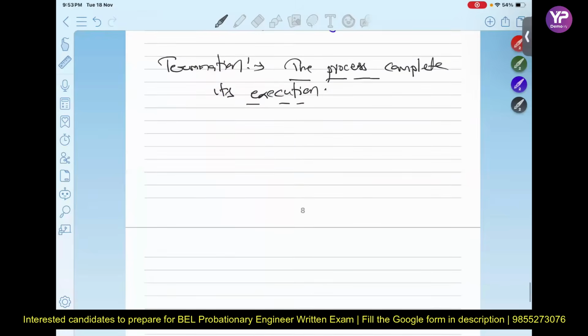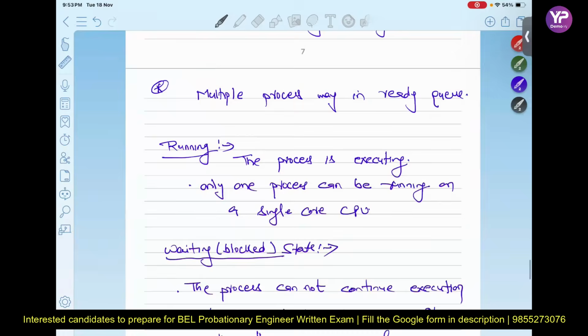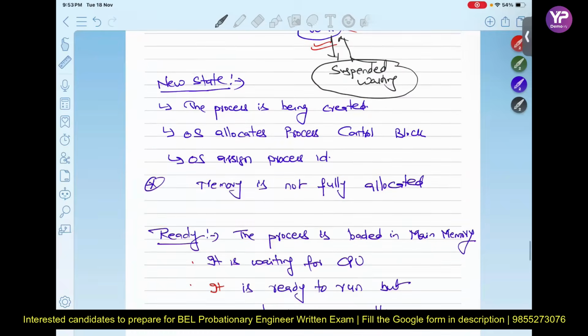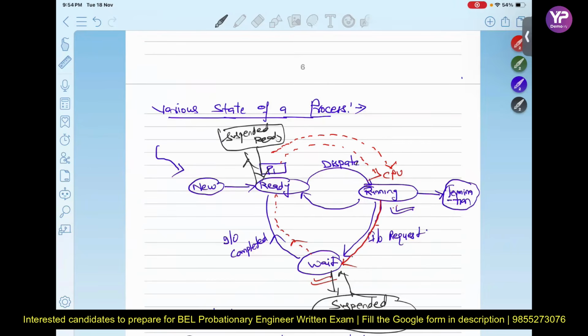Very good. Now we have one thing that is called dispatcher. Can you just tell me what is the task of dispatcher? Here I am writing dispatcher.